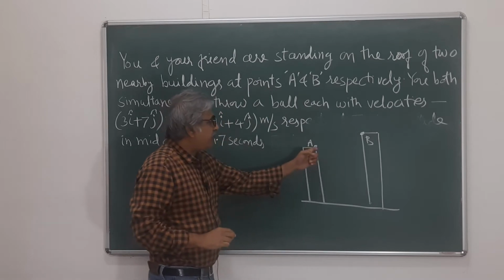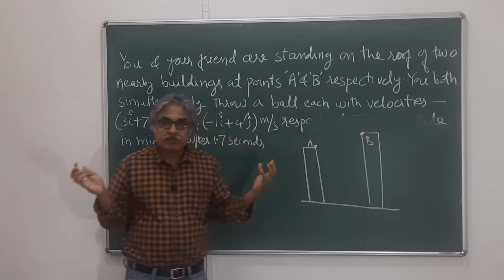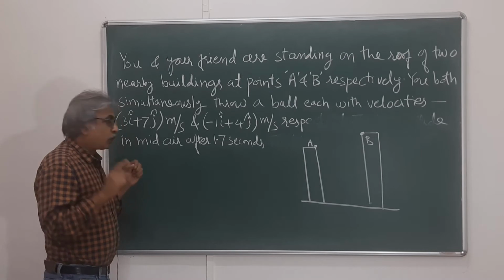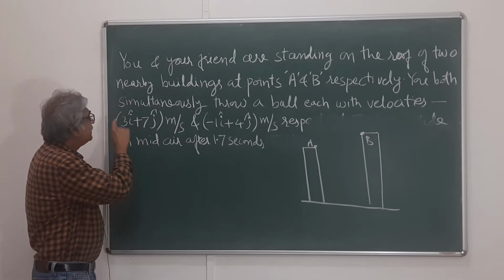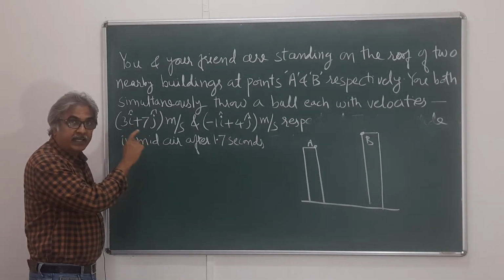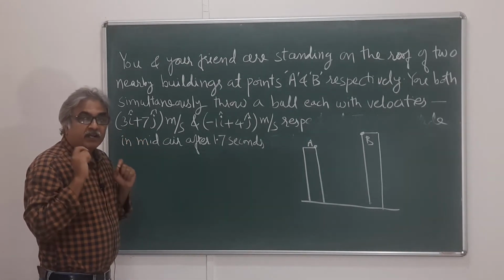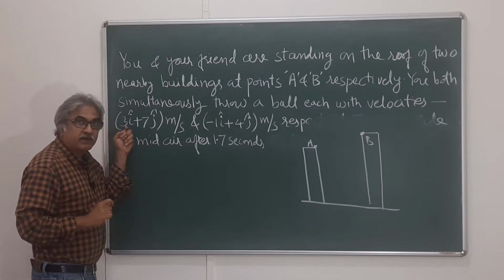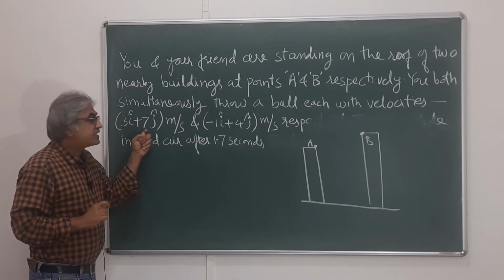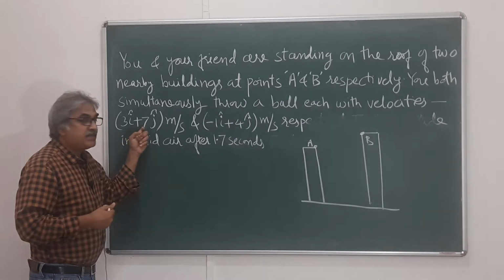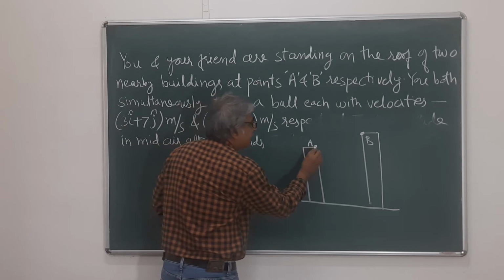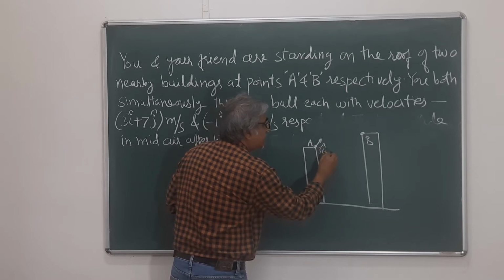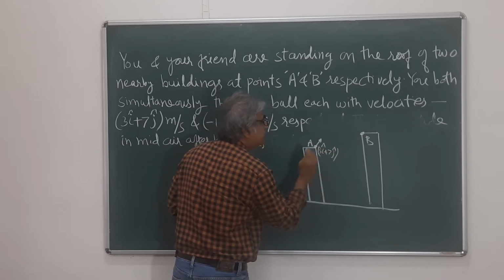So from point A and from point B, two balls are thrown simultaneously. From point A, the ball is thrown with an initial velocity of 3i cap plus 7j cap meters per second. That means the horizontal component of the initial velocity of this ball thrown from A is 3 meters per second. Its vertical component is plus 7, that means upward 7 meters per second, right? So here the velocity is like this, 3i cap plus 7j cap, in meters per second.